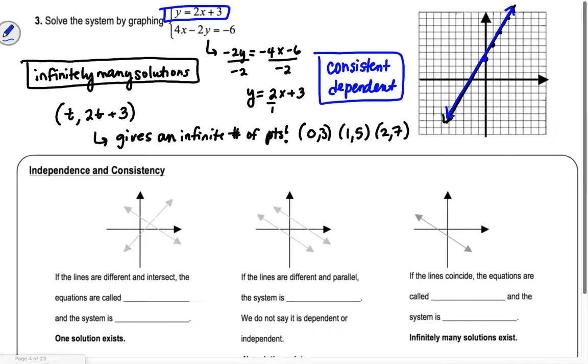All right, so the last little box says, if the lines are different and they intersect, the equations are called consistent, and the system is independent, yes. I think I actually have those flipped, but that's fine. I think it should be independent and then consistent. I think we say consistent system, so well, I'll erase it, but you don't have to, it's fine.